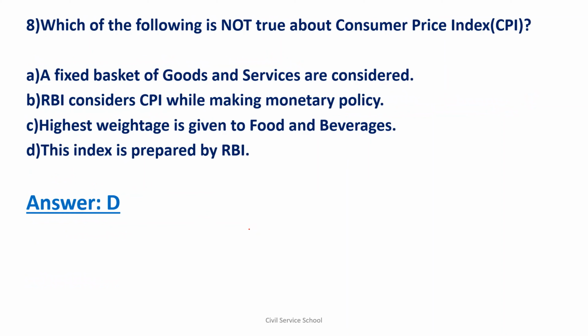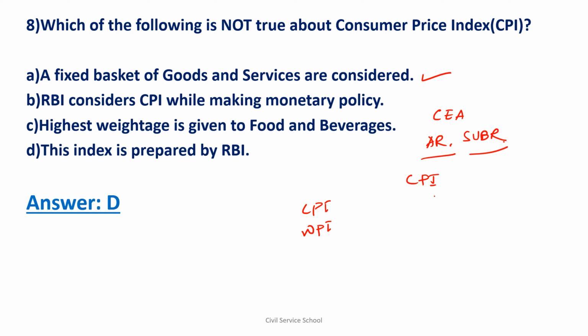Which of the following is not true about Consumer Price Index, CPI? There is 2 index. One is CPI, one is WPI, Wholesale Price Index. In CPI, a fixed basket of goods and services are considered. That is true, and that is the only reason why previous Chief Economic Advisor Arvind Subramanian was criticizing monetary policy for considering CPI.